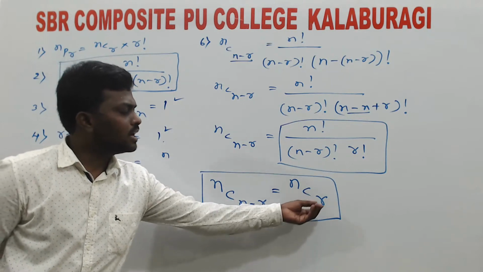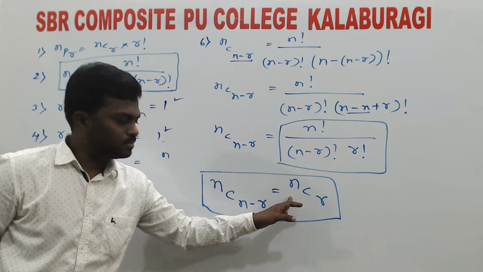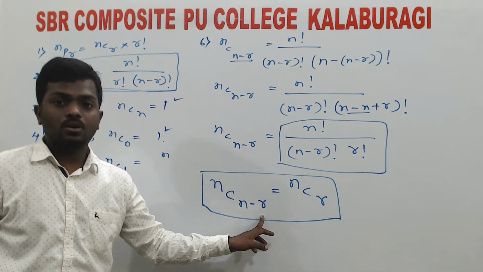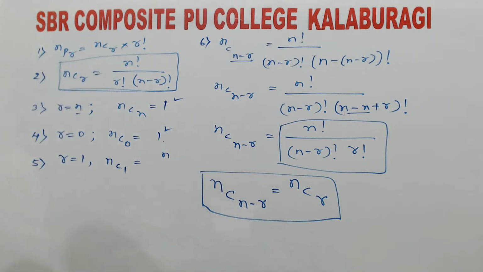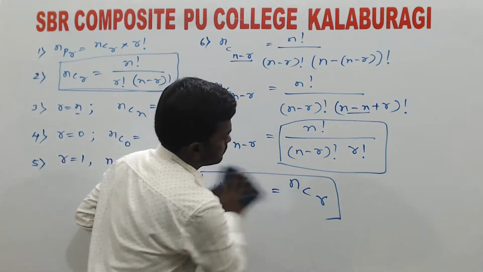It is nothing but this: selecting r objects out of n objects is the same as rejecting n minus r objects. Then there is one more formula. So nC(n minus r) is equal to nCr.